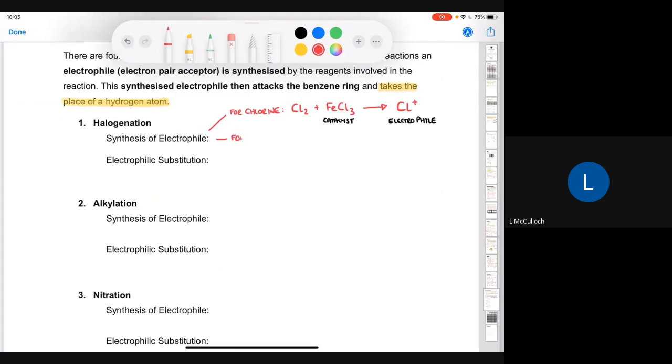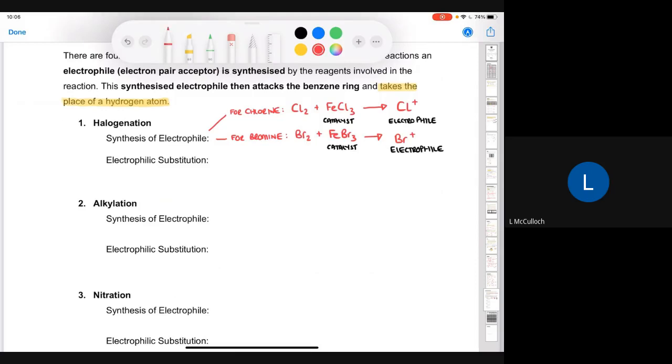Then we'll look at it for bromine. Not surprisingly, we would use Br2. And then rather than use iron 3 chloride, we would use iron 3 bromide. And that would be our catalyst again. And rather than synthesizing a Cl+, it's a Br+ electrophile. Like so.